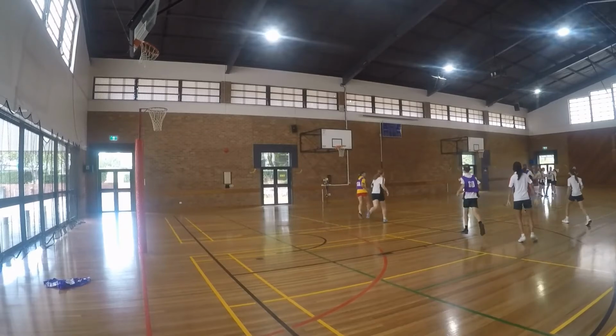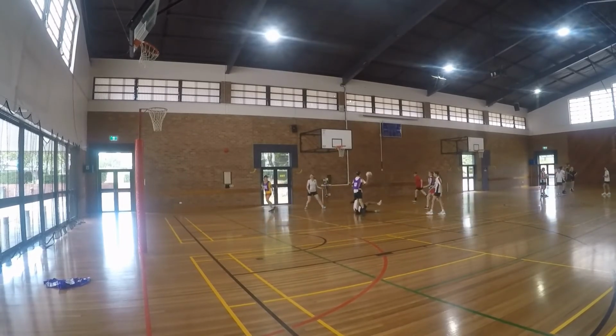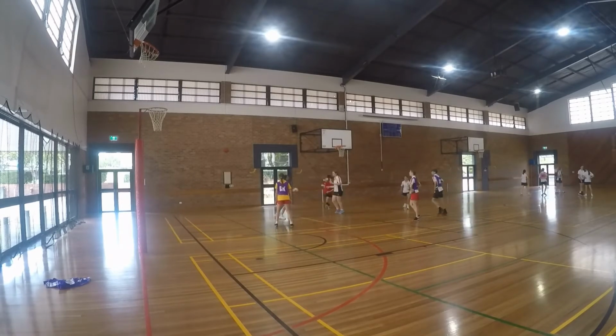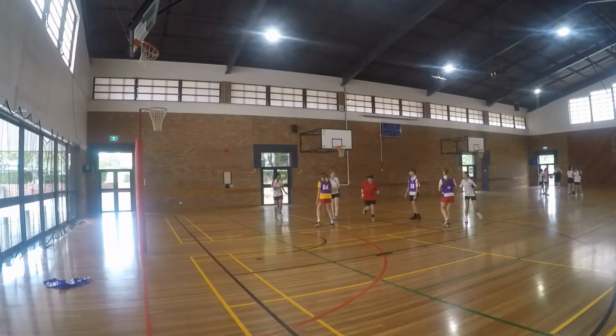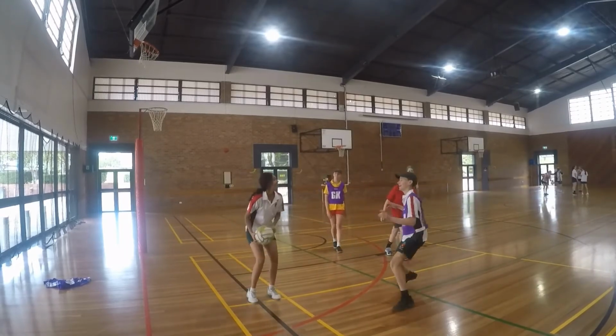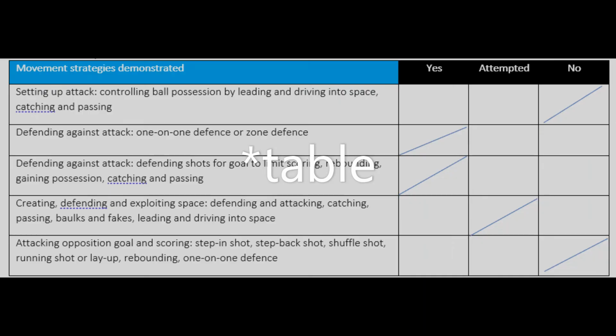This session also allowed me to find out my most effective position in netball, as it requires transferable skills from AFL. Setting up and exploiting attacking space is one of my weaknesses in netball, which is supported by my GPAI-2 score of 3 in this category, as well as a graph which shows the movement strategies demonstrated during actual gameplay.